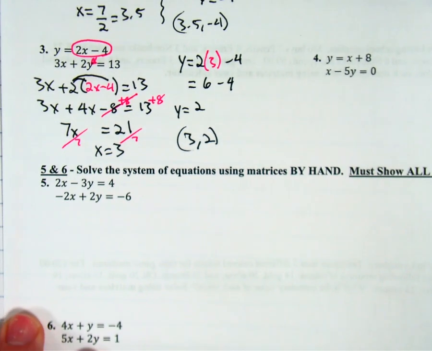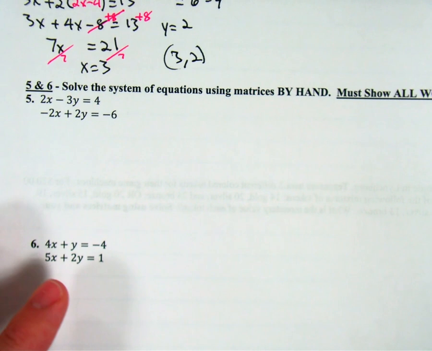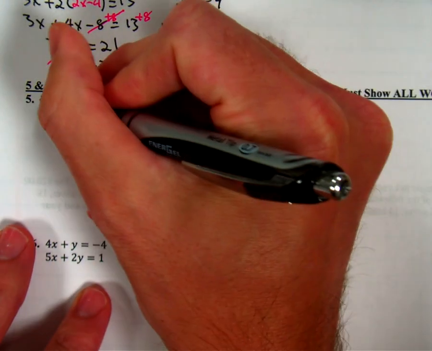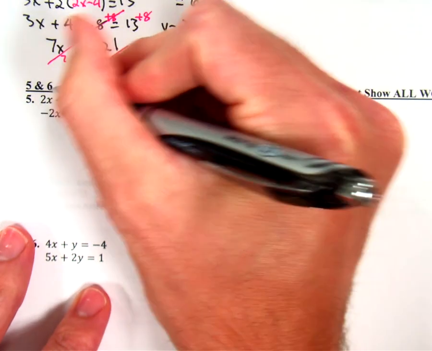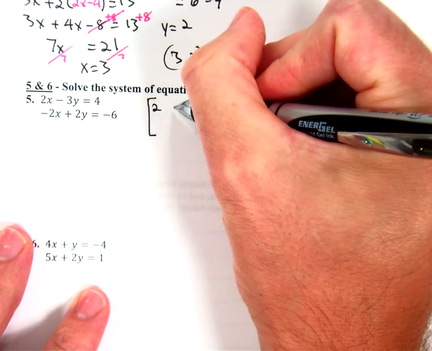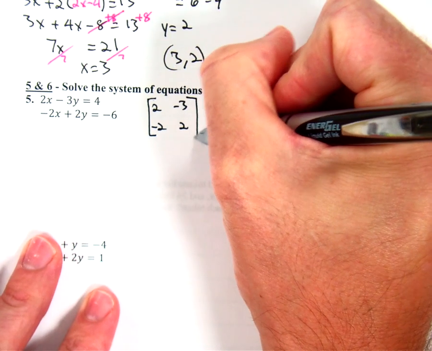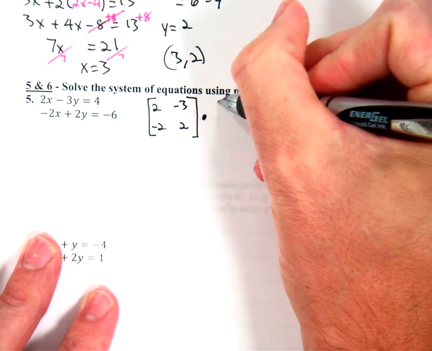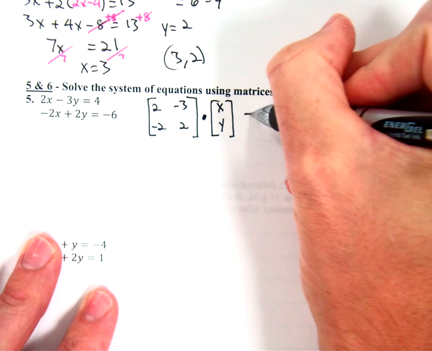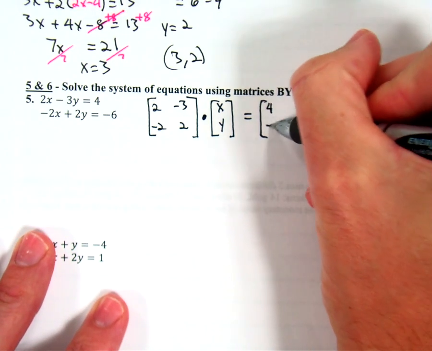Solving systems using matrices by hand. Okay, step 1, we got to turn this system into a matrix. So we're going to do our coefficient matrix, all the coefficients in front of the variables, times xy equals 4, negative 6.